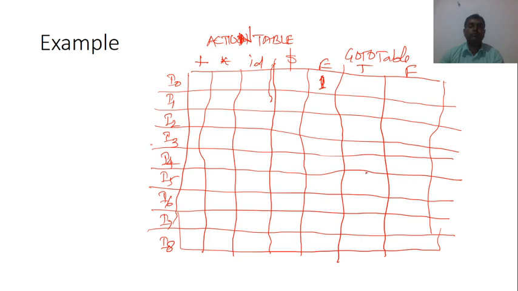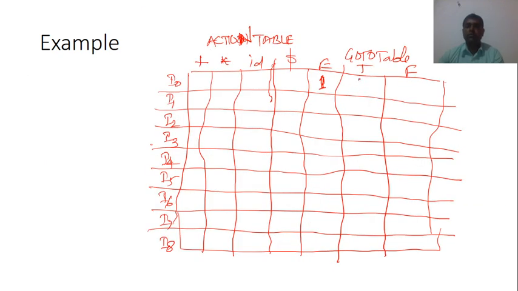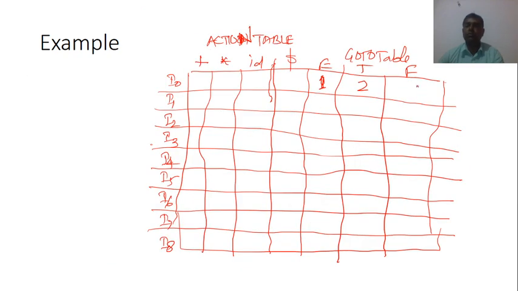Then I0 row, T column, that is 2, because I am reading here a variable. Then I0 row, F column, that is I3, that means 3.